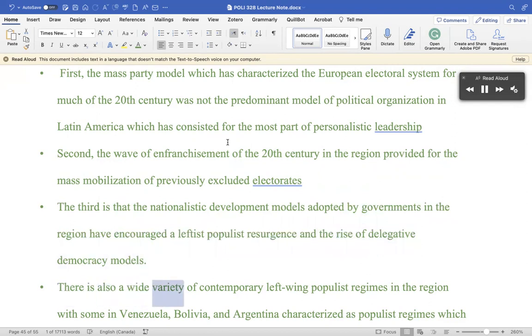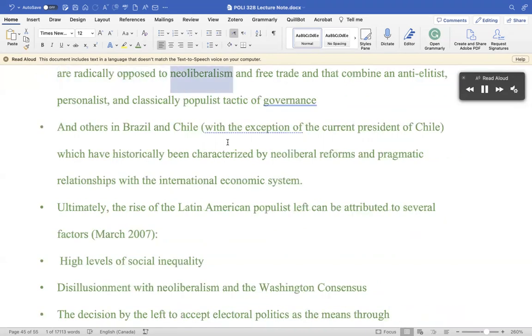There is also a wide variety of contemporary left-wing populist regimes in the region, with some in Venezuela, Bolivia, and Argentina characterized as populist regimes which are radically opposed to neoliberalism and free trade and that combine an anti-elitist, personalist, and classically populist tactic of governance, and others in Brazil and Chile, with the exception of the current president of Chile, which have historically been characterized by neoliberal reforms and pragmatic relationships with the international economic system.